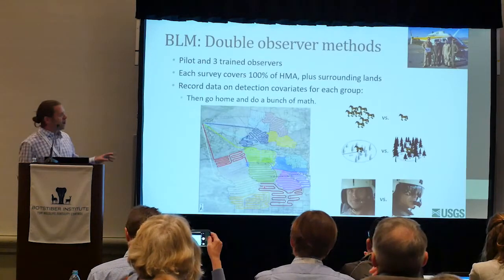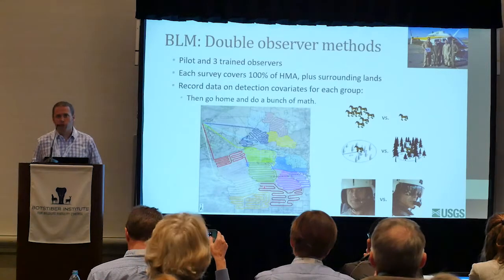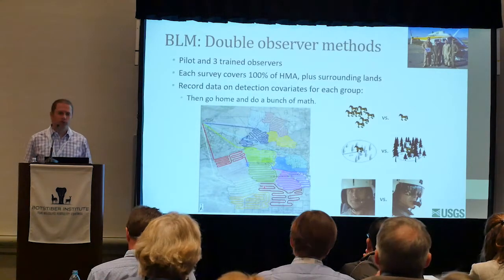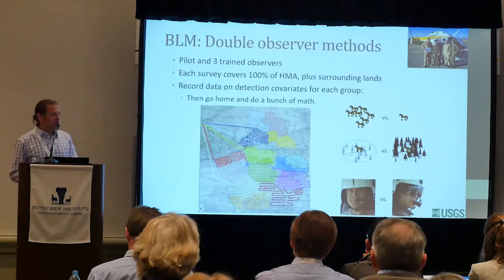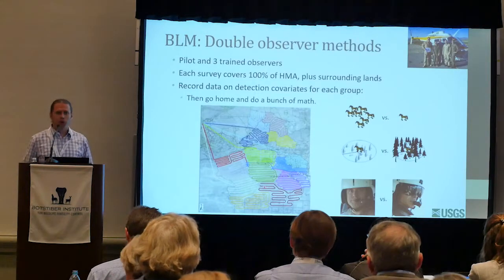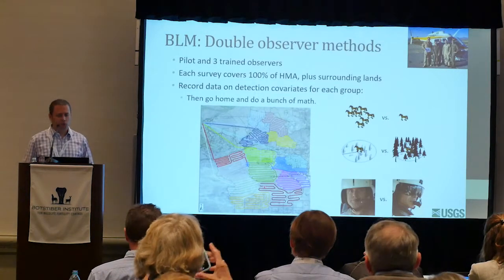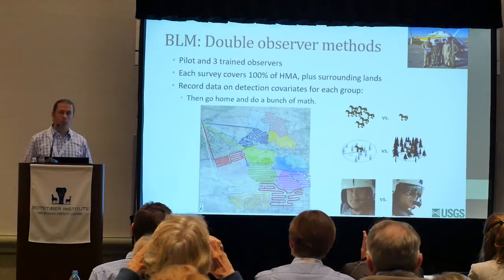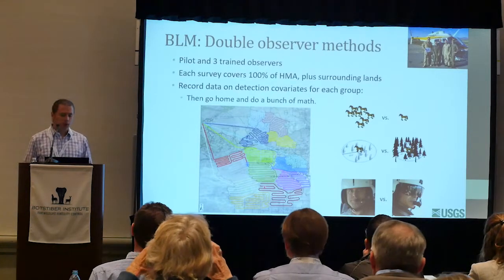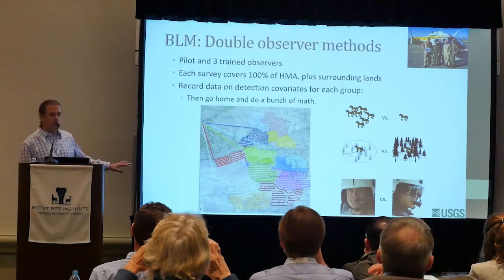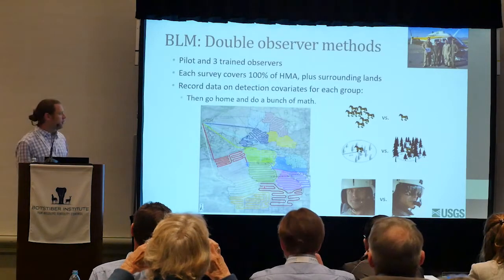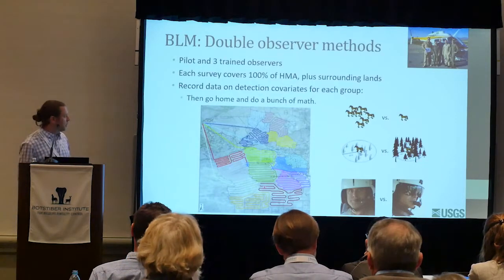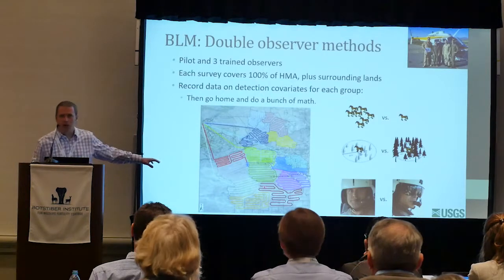I'm going to just very briefly run through how you do these double observer methods. It's kind of, as I said, the bread and butter for BLM. It's probably 95% of the surveys we do. You use a fixed wing or a helicopter with a pilot and 3 trained observers. What you do is set up the flight lines in advance to cover 100% of the HMA.